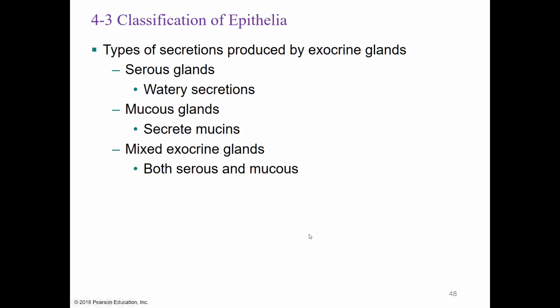So the types of secretions produced by exocrine glands, remember exocrine glands have ducts. We have serous glands that produce watery secretions, mucus glands which produce mucus secretions, and mixed exocrine glands that produce both serous and mucus.